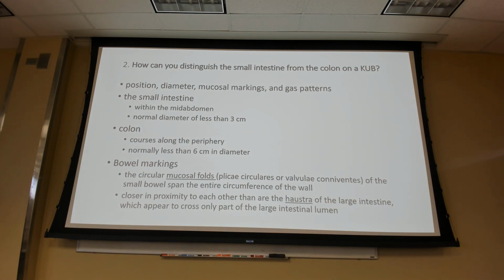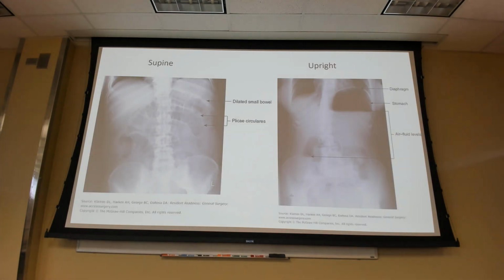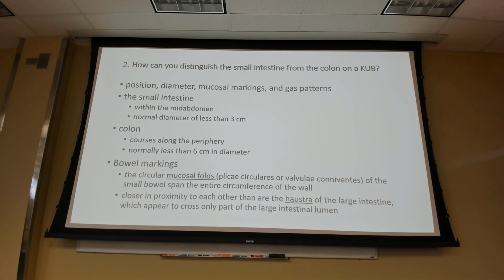All right. And so here's just some different ways you can tell whether it's the colon versus the small intestine on the films. Obviously, we want to look at the position. You can look for markings on there, gas patterns. Where is it in the abdomen? Is it in the mid-abdomen? What's my normal diameter and how does it look? Obviously, it's pretty significant in that patient right there. And you can see all the dilated small bowel, and then you can see the folds on there as well.